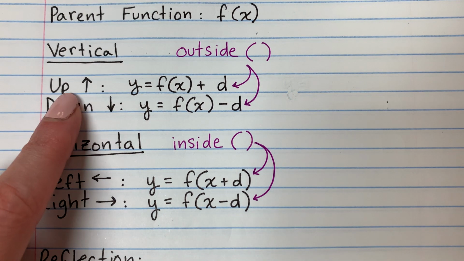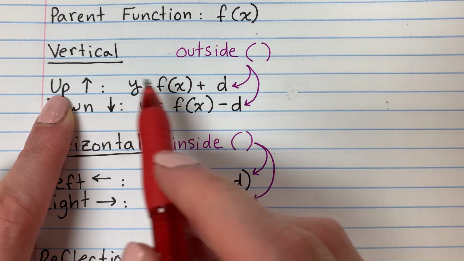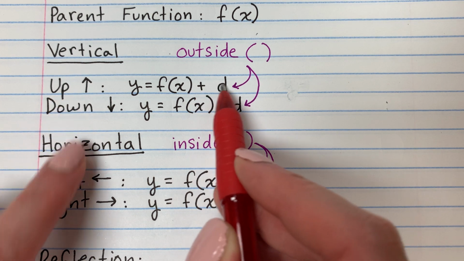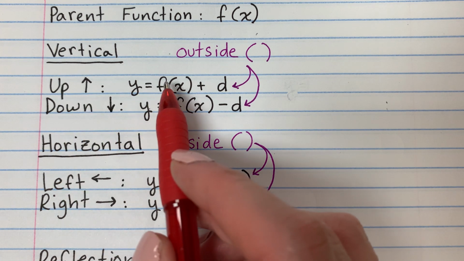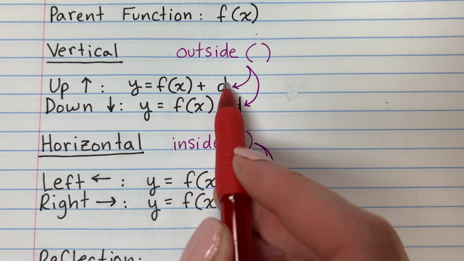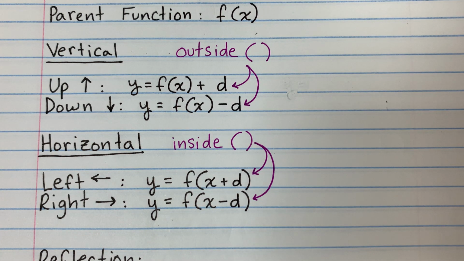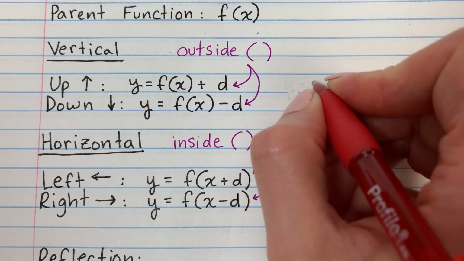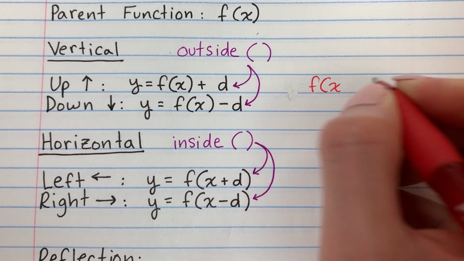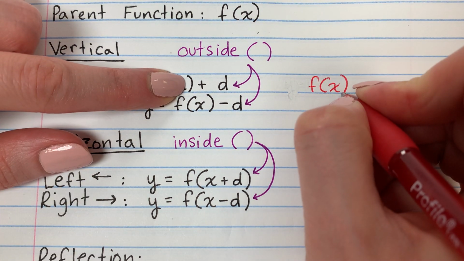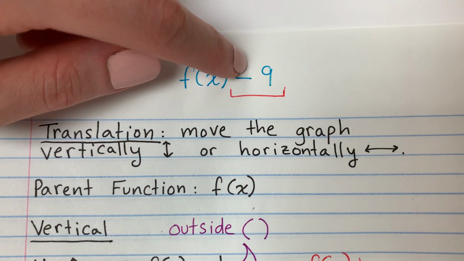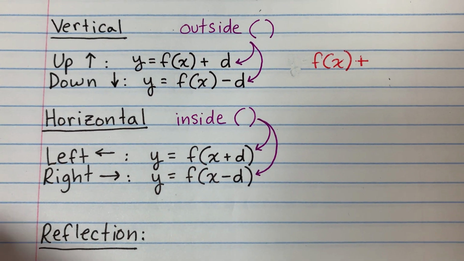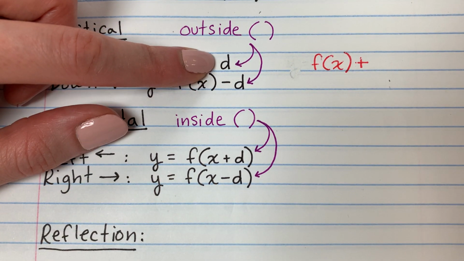Okay? So to move up, para mover arriba, I need to put plus a number. Okay? And it's outside the parenthesis. Para mover arriba, necesito poner un más número, pero afuera de los paréntesis. So how will this look? ¿Cómo va a parecer? It's going to be f of x, close the parentheses, cierra los paréntesis, you're going to put plus, and our number, nuestro número, is going to be 9. We're going to use 9. So D is a number. D es un número. Whatever number, lo que sea. But in our case, it will be 9. Pero en nuestro caso es 9.